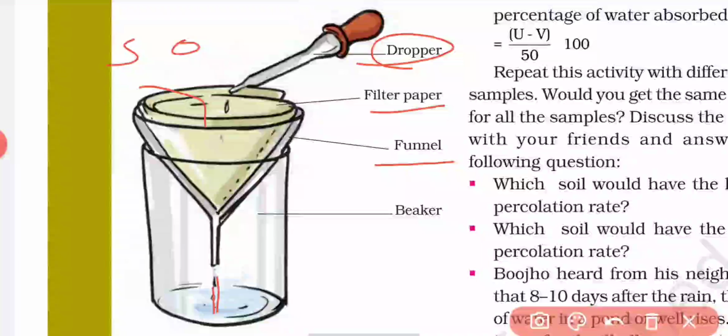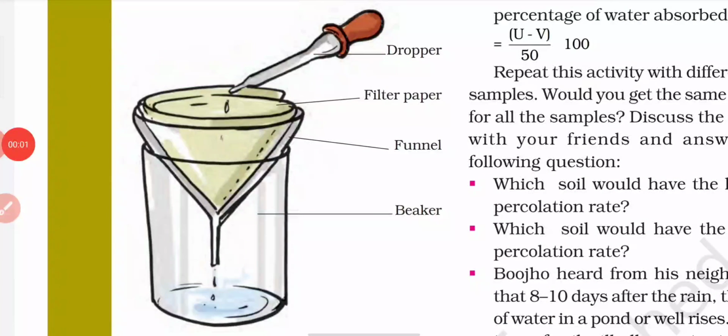Now, whatever water is left after pouring, we have to subtract that amount from the previous amount. Suppose the amount of water that we took previously is 50 ml, and after pouring the water on the soil the remaining water is 40 ml. So 10 ml of water is poured inside the soil. We minus 40 from 50, so we get 10. So that 10 ml is inside the soil, and that much water is absorbed by the soil.